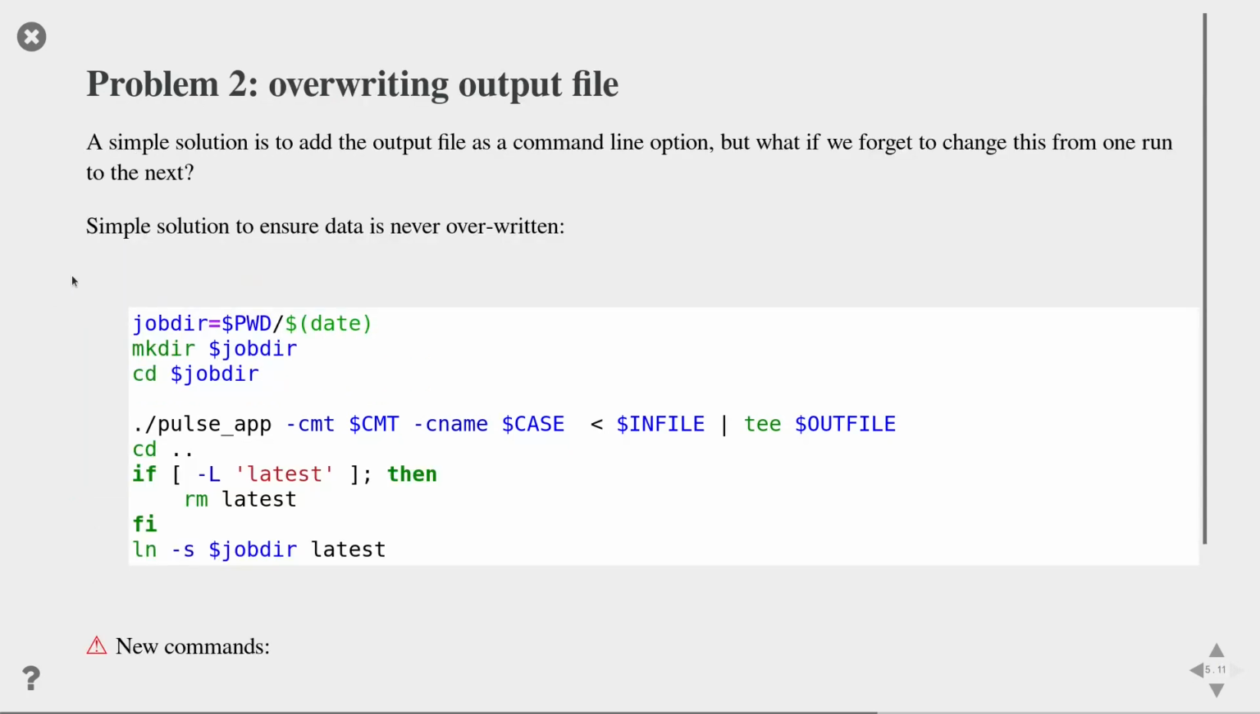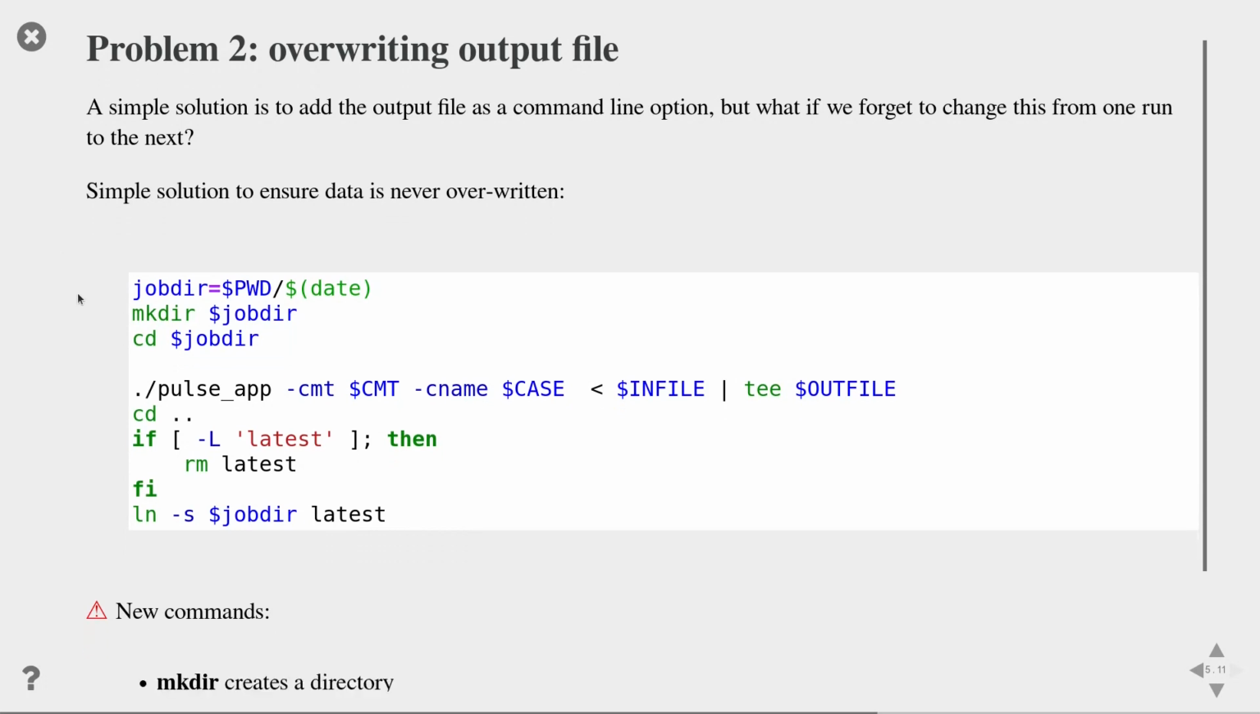The second problem was that if one executes the command twice, then the output file would be overwritten. Of course, one simple solution would be to ask the user to provide the output file as a command line option. But the same problem occurs if the user forgets to change the name of the output file from one run to the next. So a more automatic and safer option is to automatically generate a unique output file.